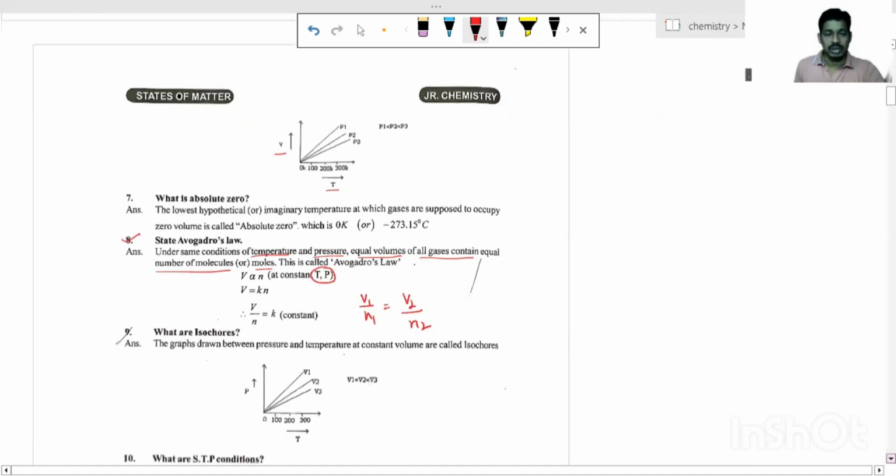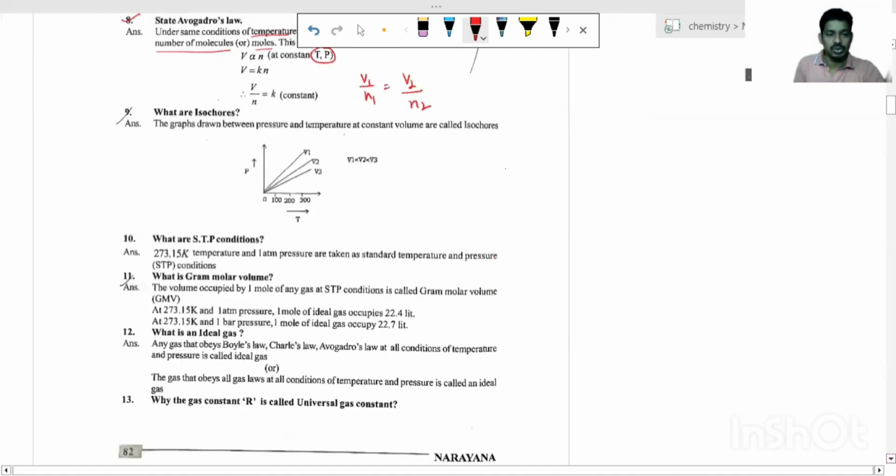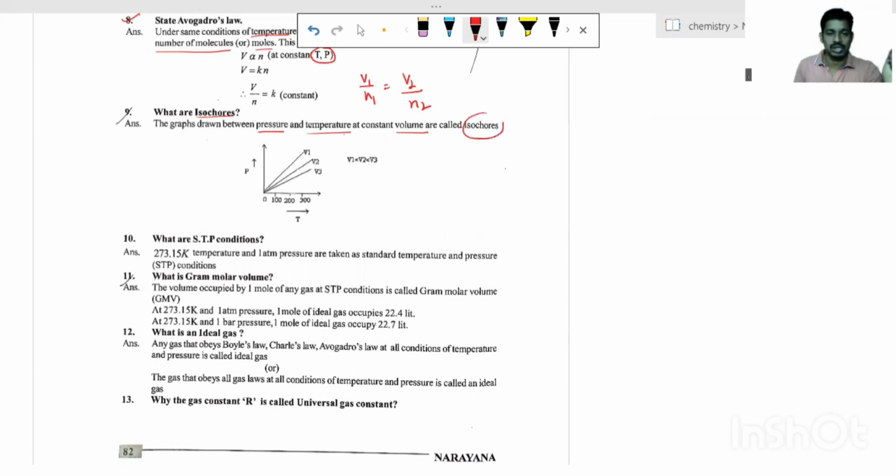Next, coming to the 9th question, that is isochores. The graph drawn between pressure and temperature at constant volume. So the graphs which are obtained at constant volume are simply called isochores. So pressure versus temperature, we got a graph. This is called an isochore. So in this, V1 is less than V2, which is less than V3.